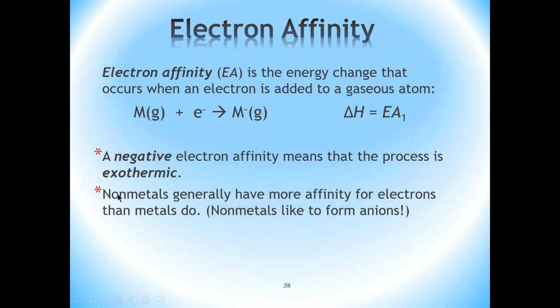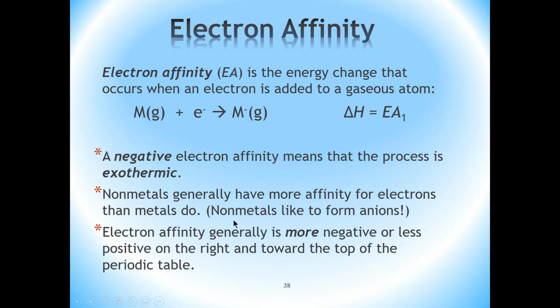The other thing I want to say here is that nonmetals generally have a greater affinity for electrons than metals. And therefore, the absolute value of electron affinity for nonmetals tends to be greater than that for metals. In other words, the electron affinity for nonmetals tends to be more negative compared to those of metals, even though they're all negative. And that's because nonmetals tend to prefer to form anions, right?